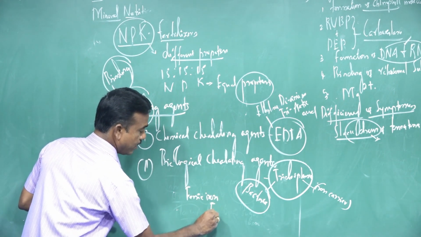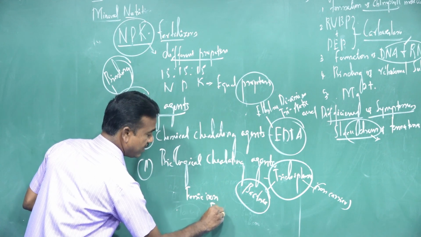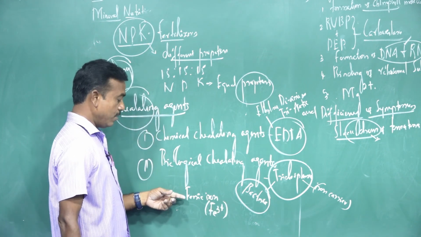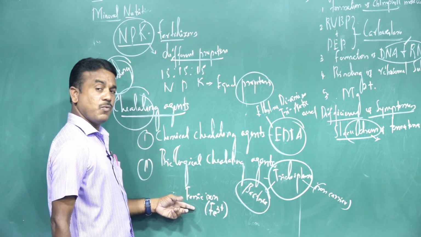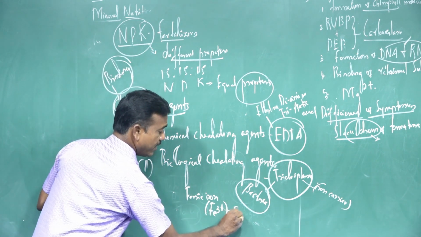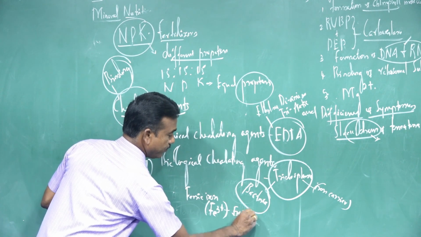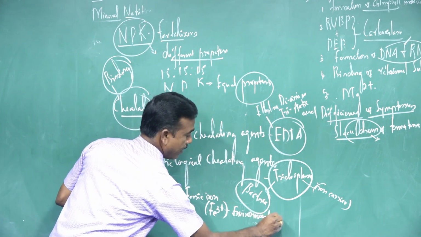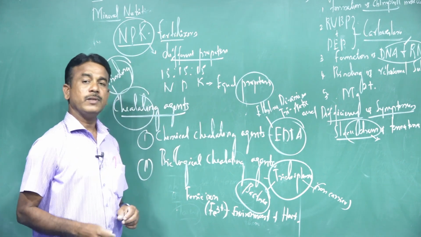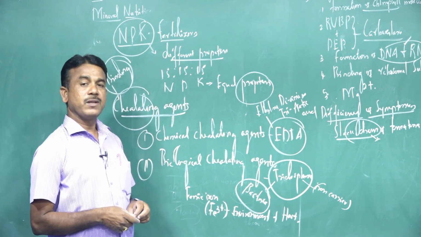That means Fe3+, the ferric ion, which can be derived from the environment as well as the host. So these are the things we discussed today.